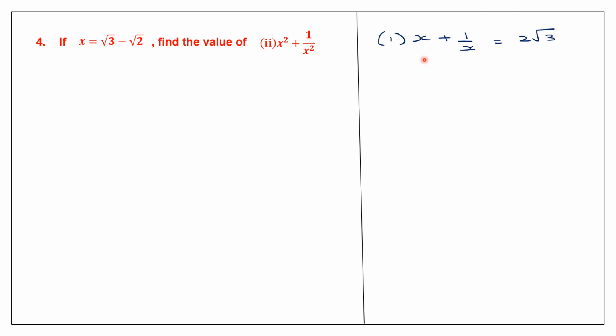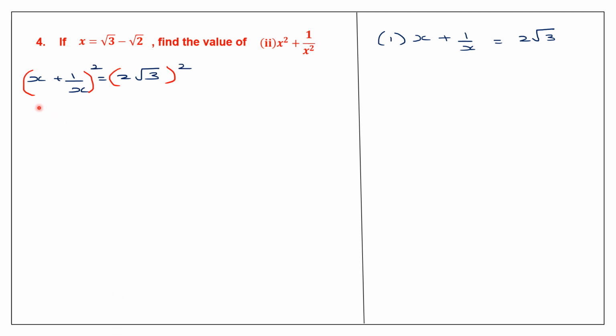So here what we're going to do is take this whole thing. Let's write it here. So x plus 1 by x is equal to 2 root 3. Now we need to find x square plus 1 by x square, isn't it? So we're going to square both sides, the left hand side as well as the right hand side. So x plus 1 by x the whole square, 2 root 3 the whole square.